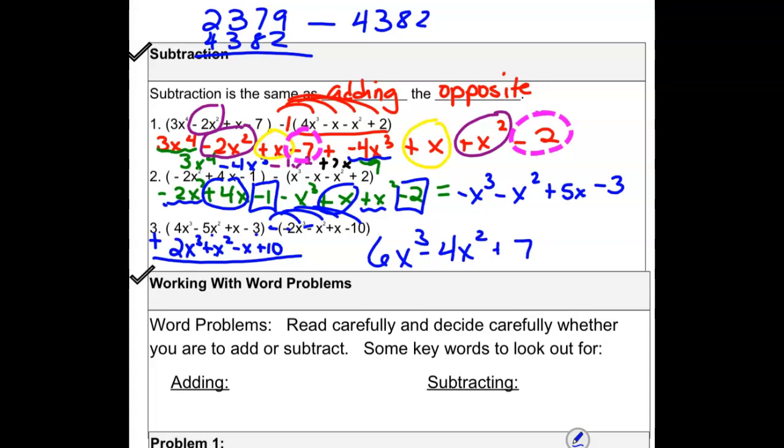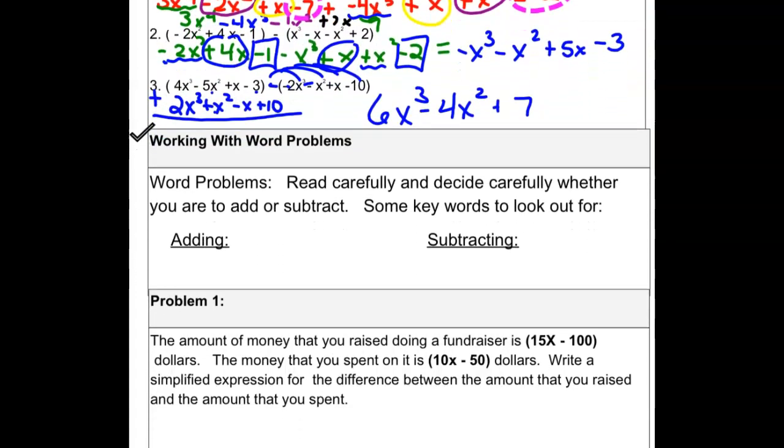Okay, so again, either way, whatever you prefer. If you want to line them up vertically, that's fine. If you want to just leave them all in one horizontal big line and find your like terms, that's okay too. All right.